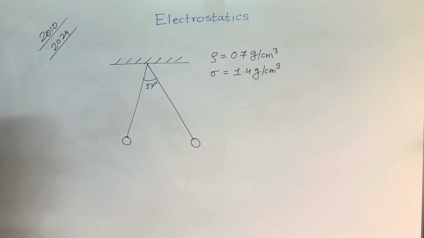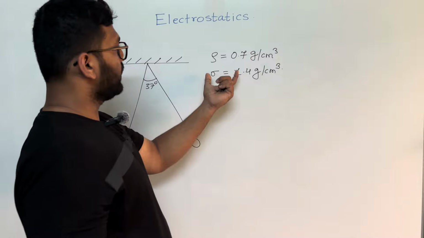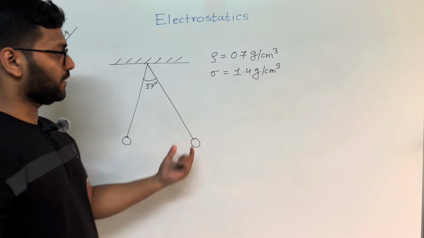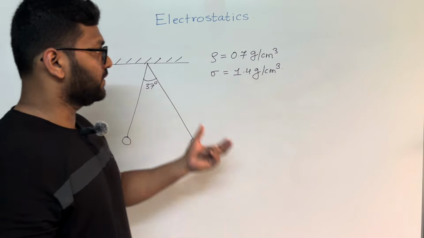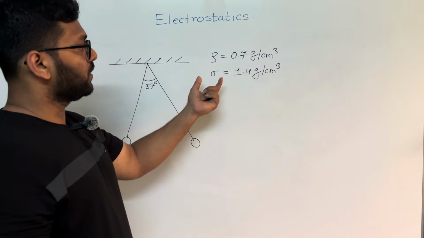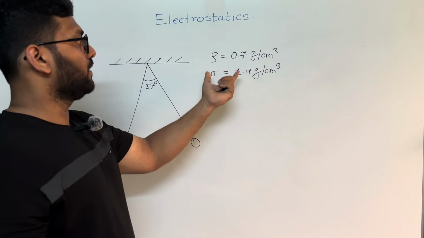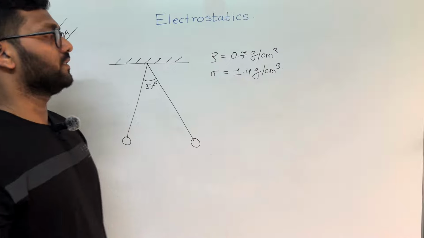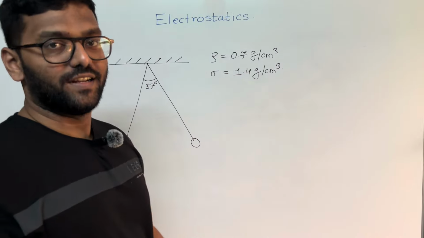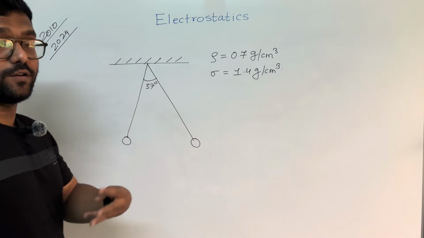Now remember that whenever this sigma is greater than rho, that means this particular object will sink. It is not going to float. They will never give you a question in which sigma is lesser than this, otherwise it will not go down, it will float and not sink.